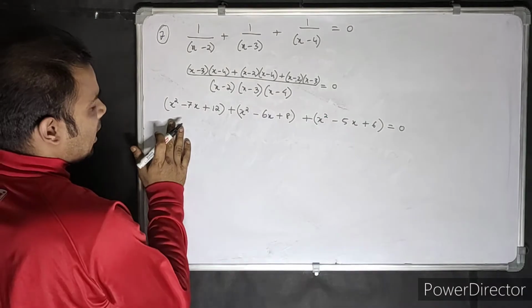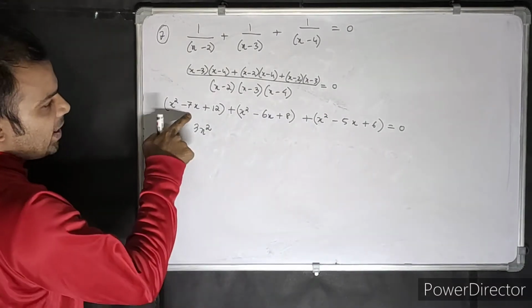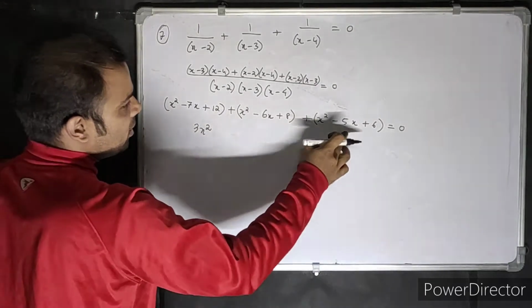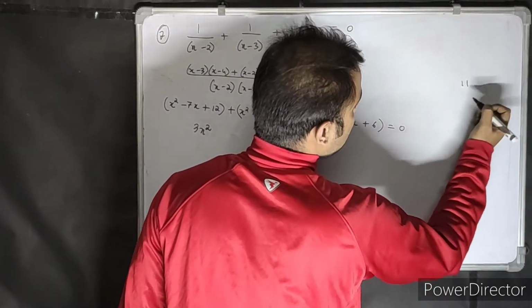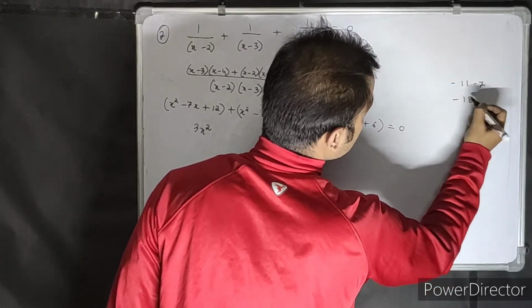Now let's add x square. X square, x square is 3x squares, minus 7, minus 6. What is that? Minus 6 minus 5. What is that? Minus 11. Right? And 11 and minus 11 and minus 7. Add them up. That is minus 18.